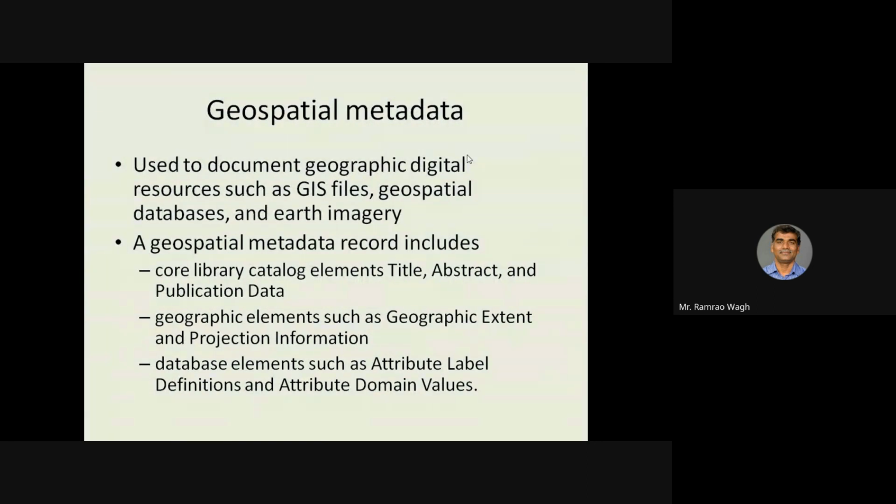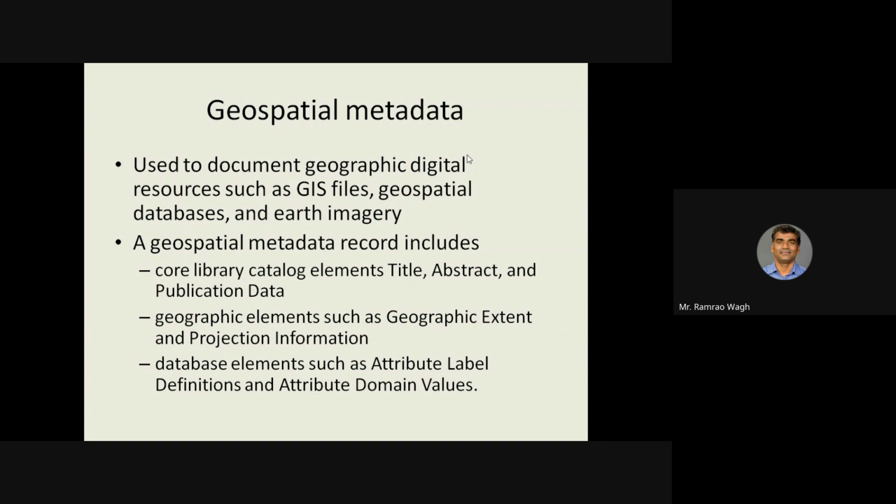So all those documents, whatever documentation you do to understand what is where: GIS file, geospatial database, imagery, satellite imagery, all this, like a library, it's like a catalog: title, abstract, publication data, who has published it, from where you got it, which satellite it has, suppose it's satellite data, which type of camera was used. All those details are actually part of the metadata. They may be, or mostly they are, stored separately.